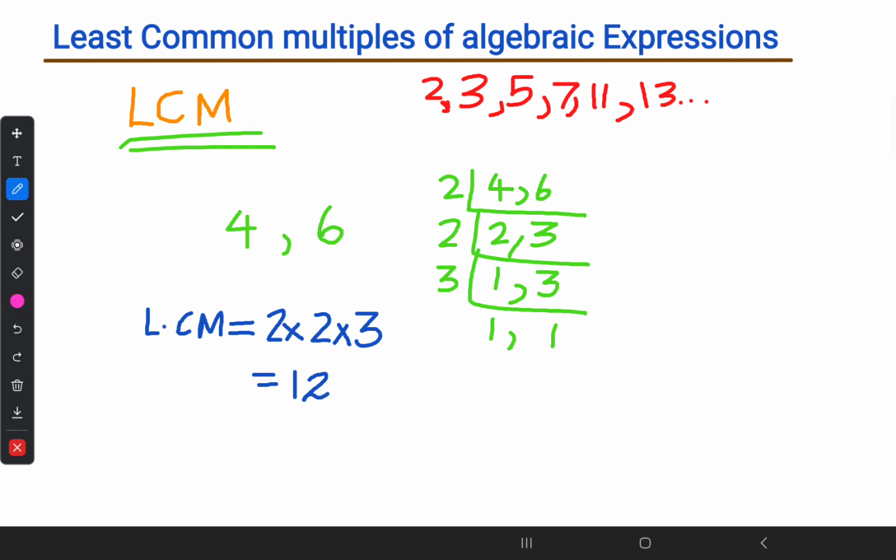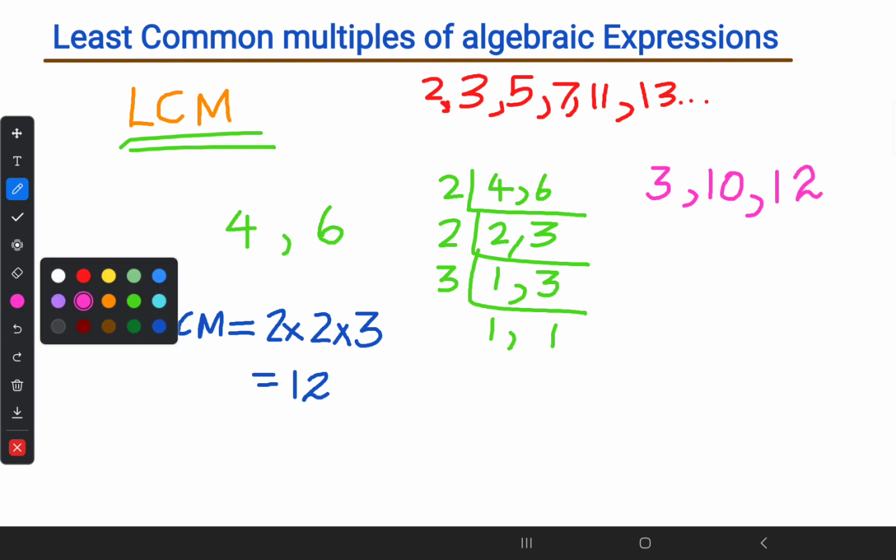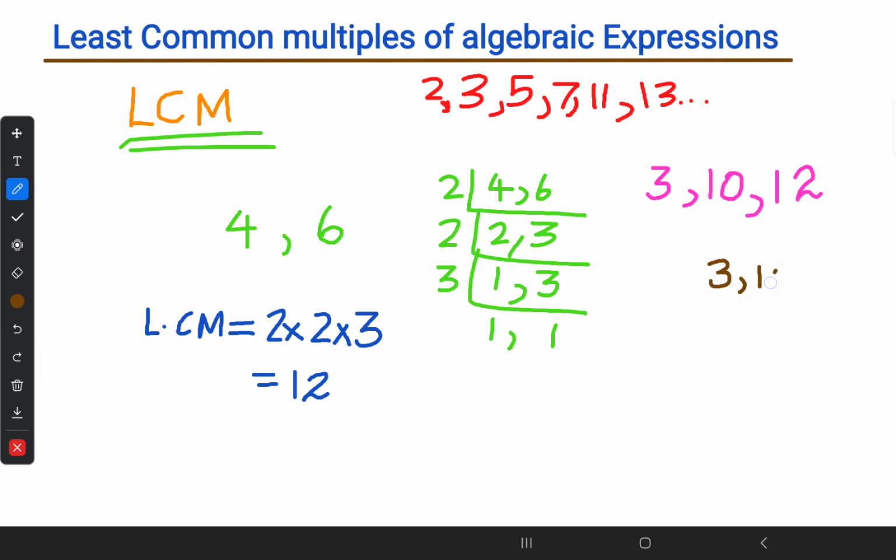Not only here, we will try another example with the numbers 3, 10, and 12. These are the numbers I have. I'm going to find the LCM for these three numbers. Here also it's the same thing. You have to do the long division. 3, 10 and 12. Initially I can use the first prime number 2. 3 cannot be divided by 2, so 3 remains the same. 10 divided by 2 is 5. 12 divided by 2 is 6.